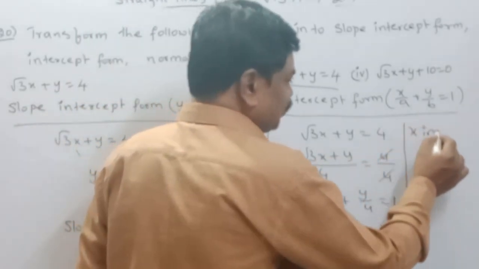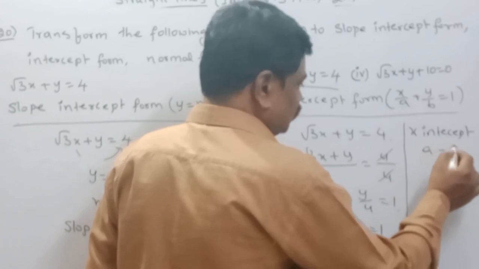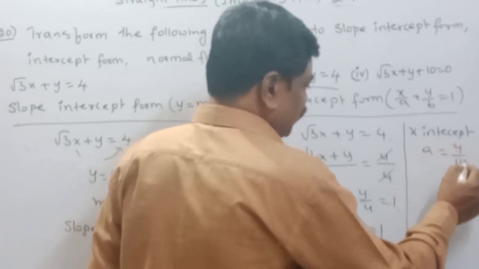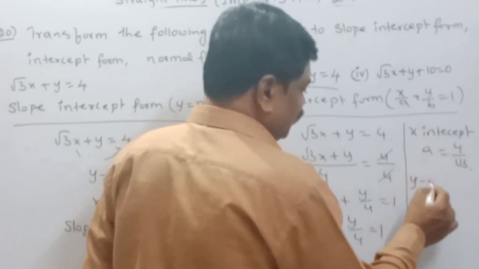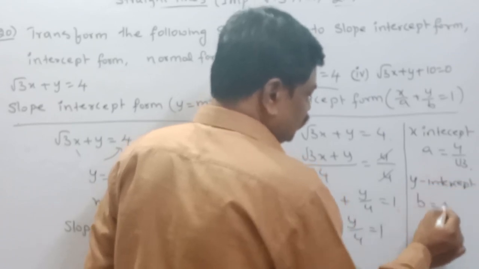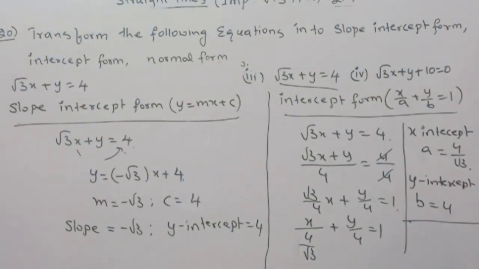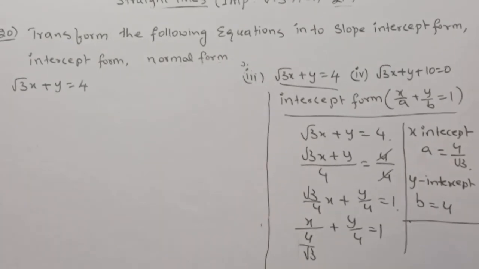X intercept a is equal to 4 by root 3. Y intercept b is equal to 4. Okay, all of you. This is the intercept form of the given line equation root 3x plus y is equal to 4. Then after that, normal form.